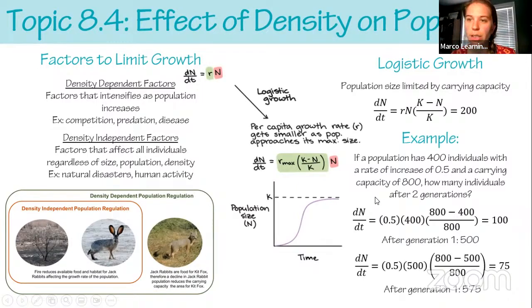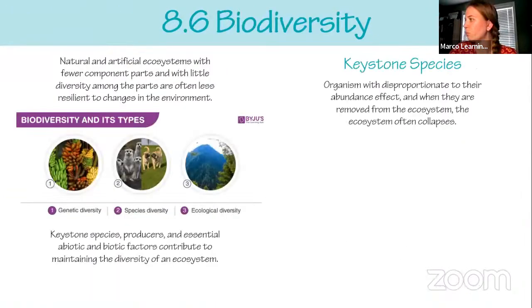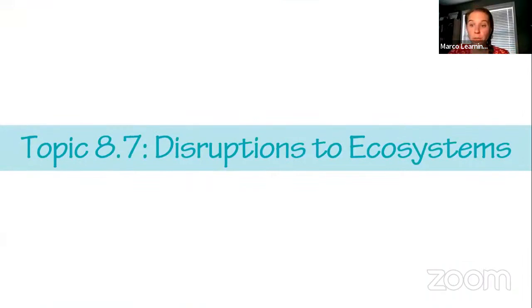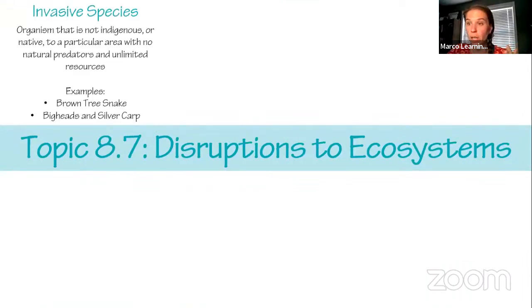Most things are in logistic growth. They may start out being exponential, but at some point they're going to run out of resources. Nothing can survive forever. And then disruptions to ecosystem. So things that can affect our ecosystem, right?